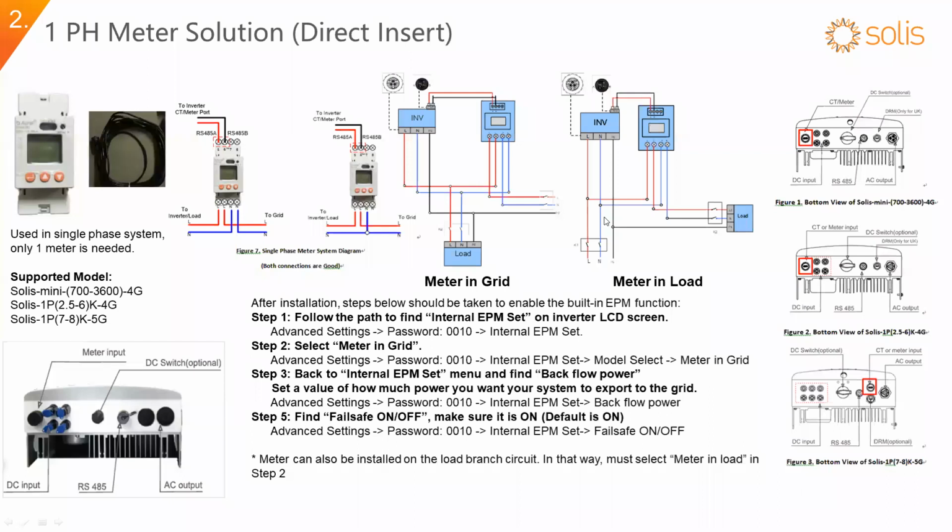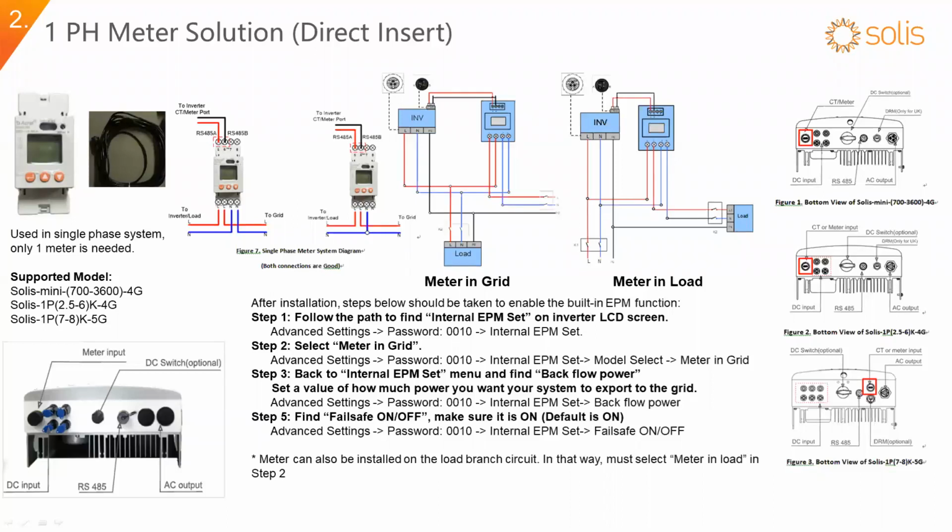And then after this meter connection, you just need to follow the LCD setting to set the meter in grid or meter in load as you want. And then you define the backflow power. You can define any values you want. And then you turn on this failsafe function, and then the configuration is done.